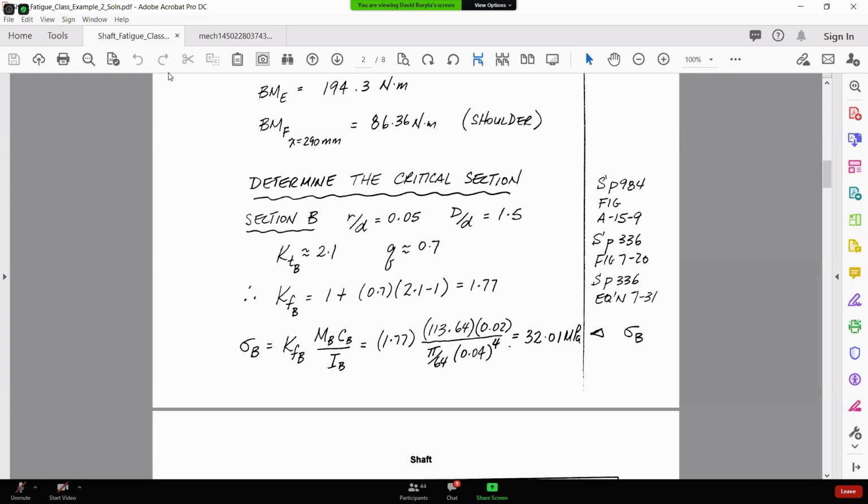Does everybody see that? Does everybody understand that? This is what we did for static stress concentration factors. Explain that again, the Kt.